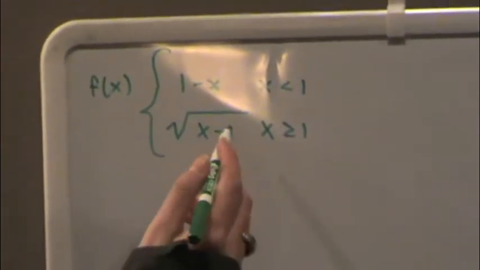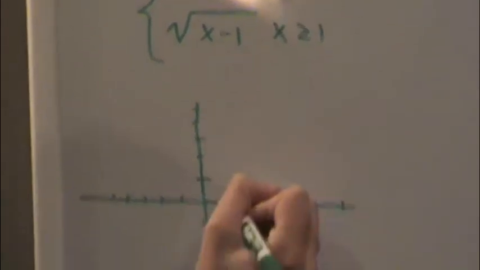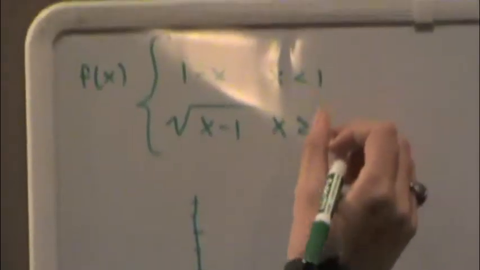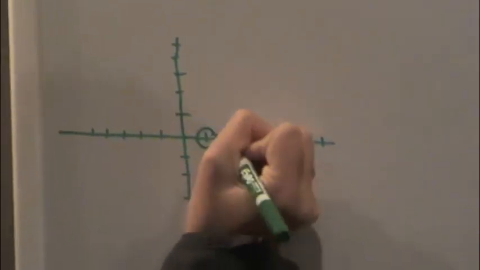Okay, now for graphing piecewise functions. First you would solve for 1. Even though it's less than 1, you would still have an open circle here. So you would plug 1 in here and you'd get 0. So you have an open circle at (1, 0).